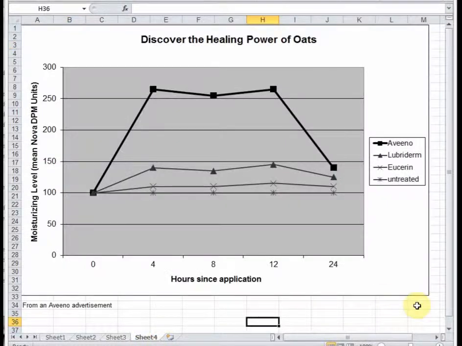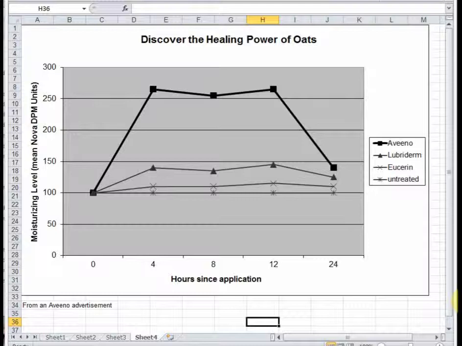And then finally, this is an actual ad from an Aveeno advertisement, and this is talking about the healing power of oats, so I'm assuming it's making you think that Aveeno is far better than anything else because it has oats. And it's telling us our moisturizer levels in mean Nova DPM units, whatever that is, and then hours since somebody put on the lotion. And we see that we have Aveeno way up high, and then Lubriderm, and then the others.